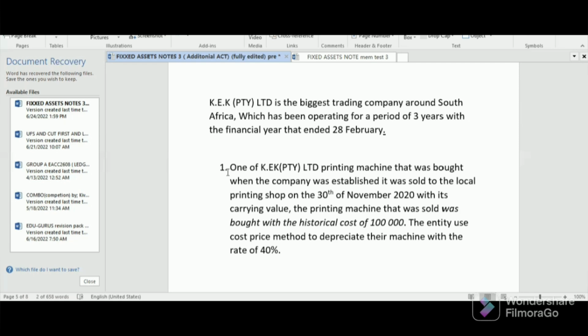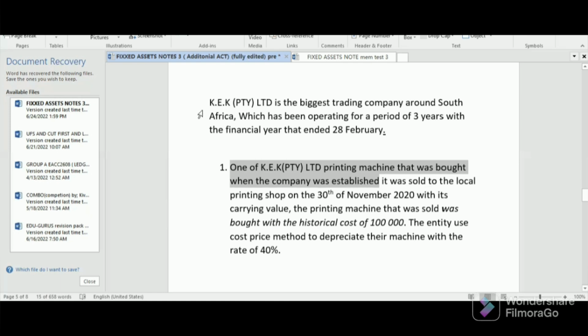Then it says one of K.EK Ltd printing machines was bought when the company was established. You can rest assured this information is not that clear. It says one of K.EK printing machines was bought when the company was established. Let us just cut it here: one of K.EK printing machines was bought when the company was established.